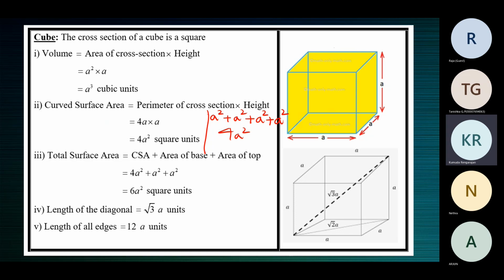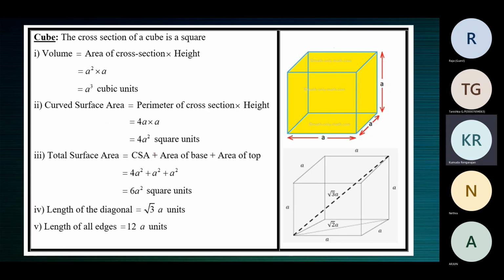You can also do it like this. Curved surface area is the area of the 4 vertical faces, front, back, left, right. They're all squares. So how will you find the total area? The total area is area of the front face plus the area of the back face plus the area of the 2 side faces. So 4a square. Or in general, CSA is equal to perimeter of the cross section into height. The cross section is a square, so perimeter of a square is 4a into height a, 4a square.